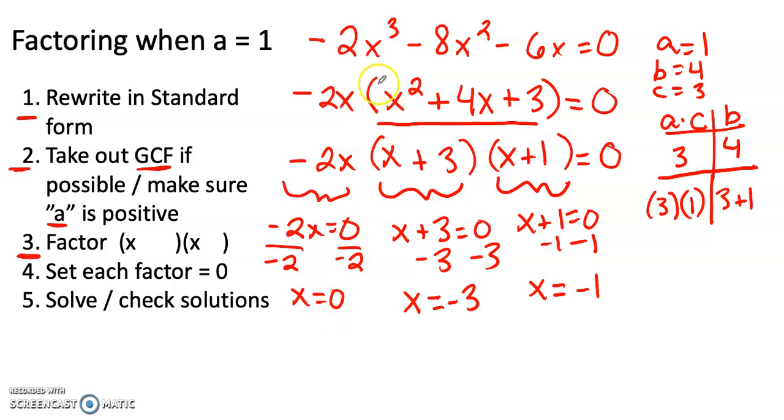So if I plug 0 in for x all the way across the board here, obviously I'm going to get 0 equaling 0, which works out. If I plugged a negative 3 in for all of my solutions, I would get 0 equals 0, so that would check out. And then if I plugged in negative 1 for all of my x values, I can show you. Let's do that one together.